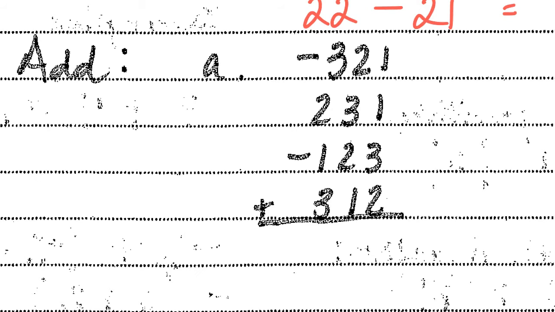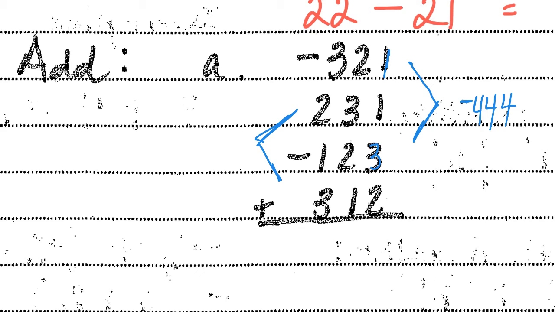What if I had something like this? Negative 321 plus 231 plus negative 123 plus 312. Guess what I would do? I would add the negatives together and I would add the positives together, and keep the sign. So this would be 1 and 3 is 4, 2 and 2 is 4, 3 and negative 1 is 4.